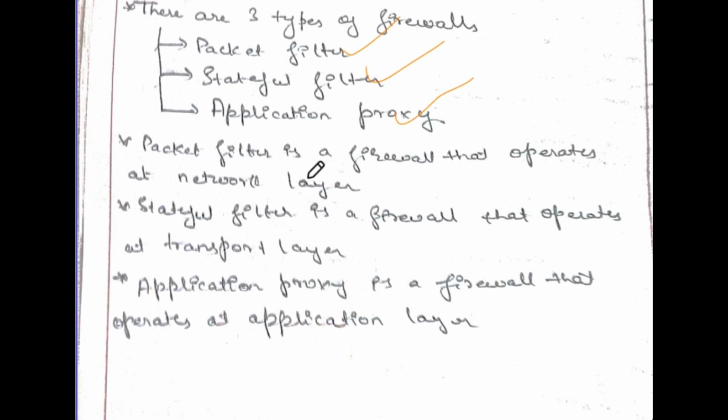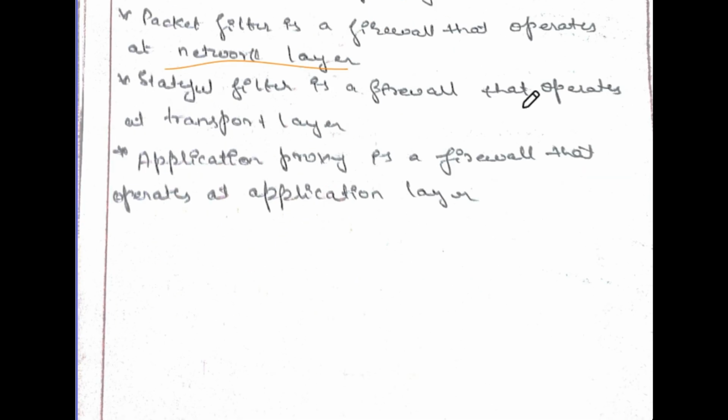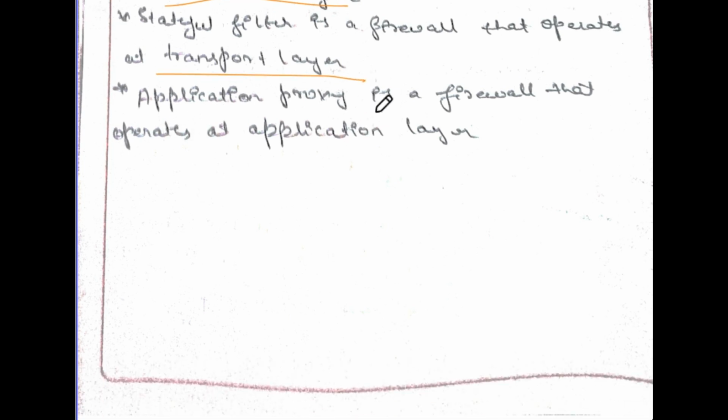Packet filtering is a firewall that operates at network level. Stateful filtering is a firewall that operates at transport level. Application proxy server is a firewall that operates at application level.